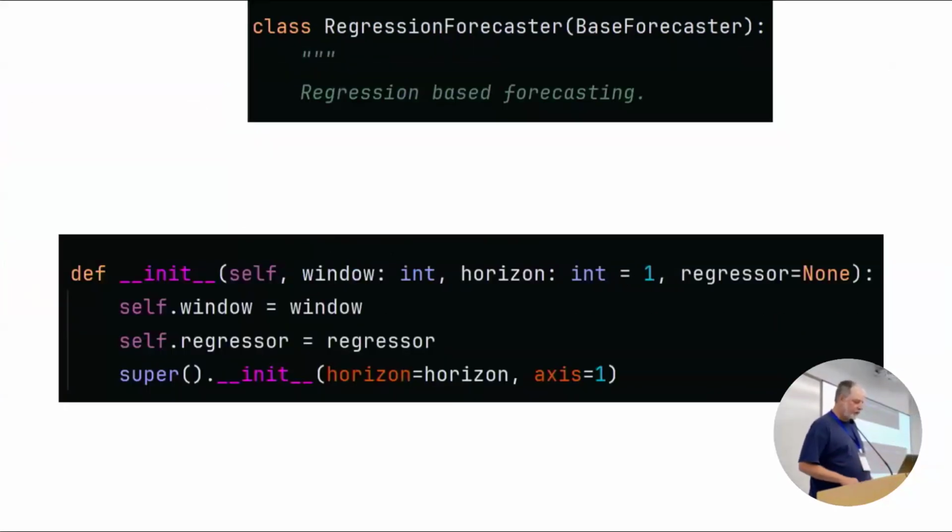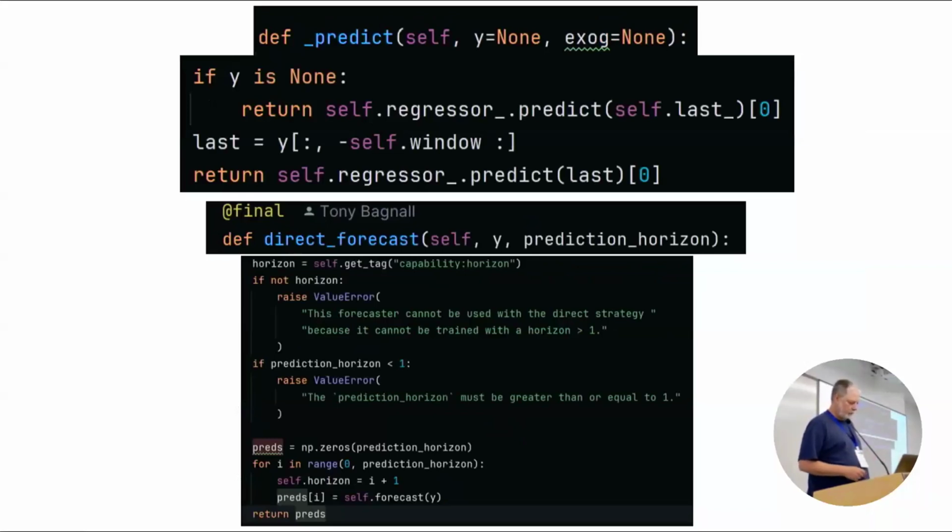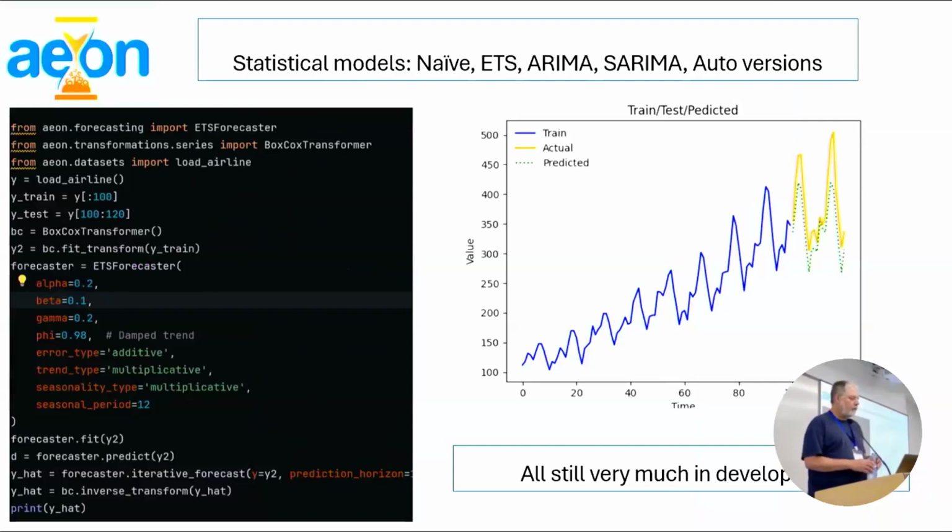I have almost finished. We've got a regression forecaster, again. We have the constructor, where we have to pass a window, and then you override fit. This is overriding the base class fit. Again, just code if you want to see it. And this is predict. And we have implementations.